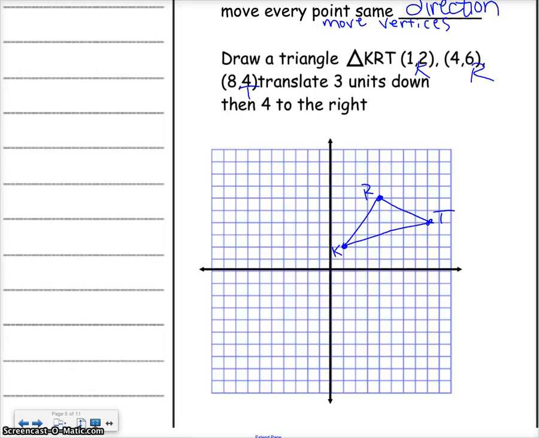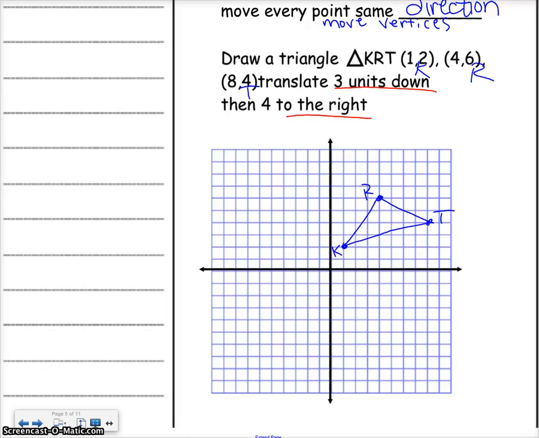That's my pre-image. This is my original shape. Now I'm going to translate it. So you start at any vertex you want, and you just move each vertex and connect them, and that will be your new shape. So I want to move it 3 down, 4 to the right.